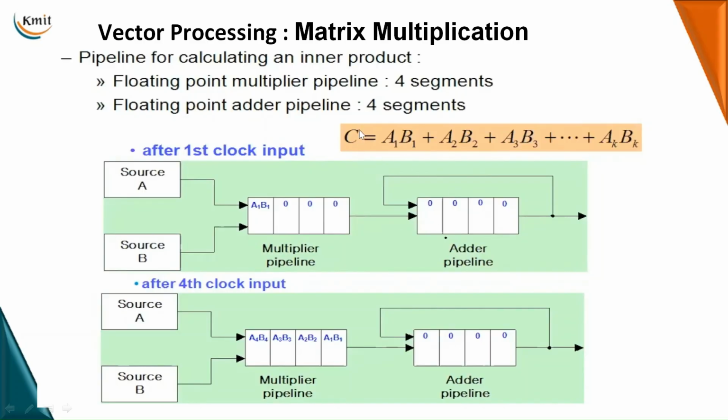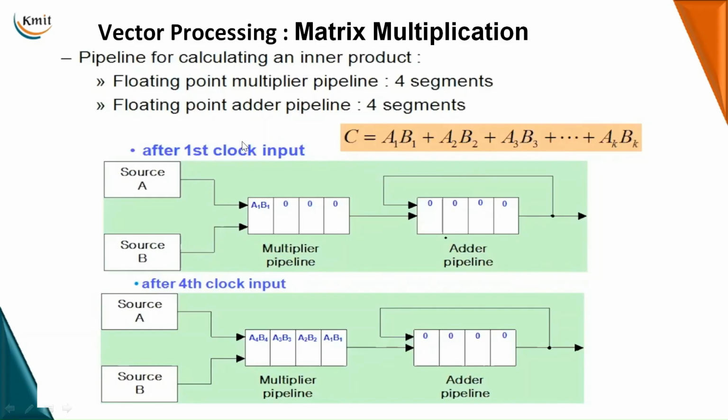So let us consider we want to perform C equals A1 B1 plus A2 B2 plus A3 B3 and so on up to AK BK, where K can be either 100 or 1000. How will this instruction be executed in the pipeline? The source A gives the input to the multiplier pipeline with A1, A2 and so on, and source B gives the input with B1, B2 and so on, Bn.